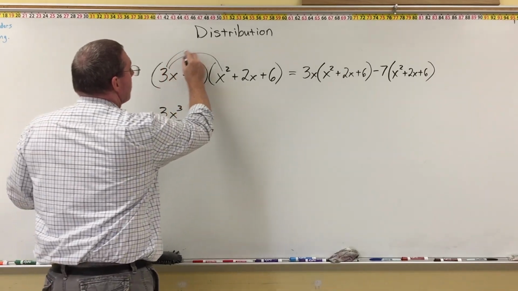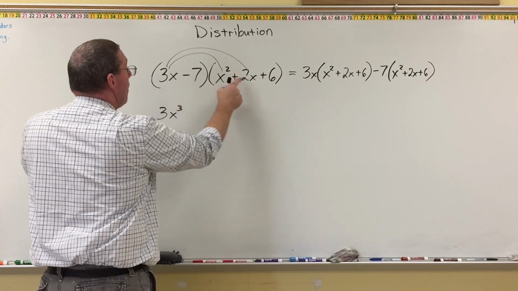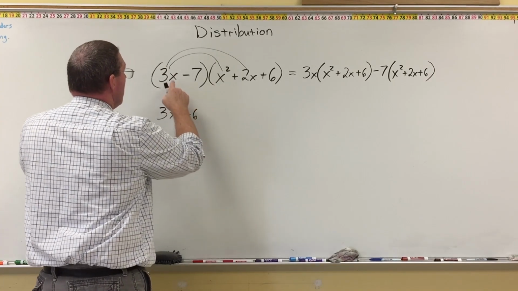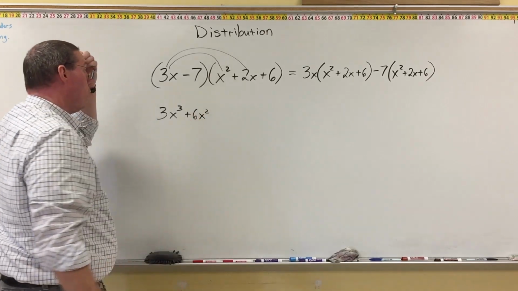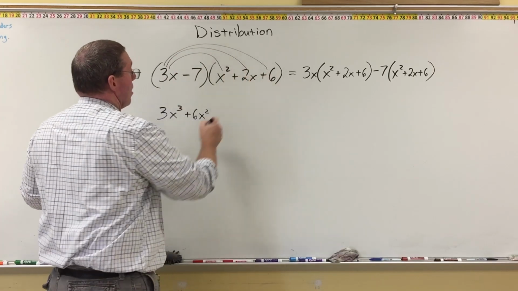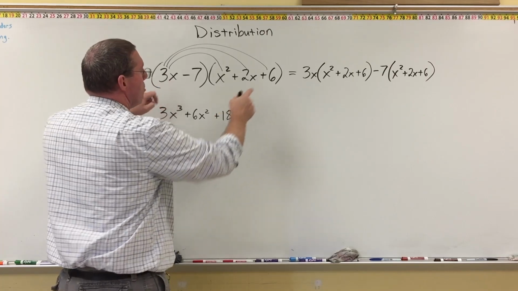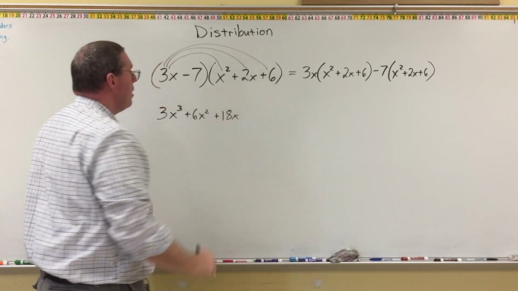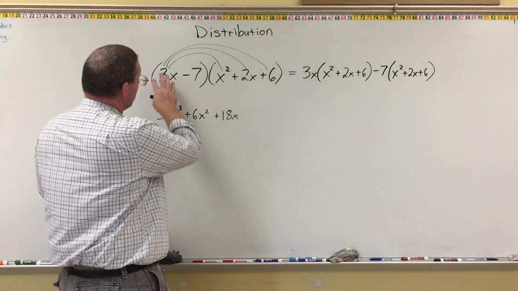Then we're going to do 3x times 2x, and 3 times 2 is 6. They're both positive, so it's plus 6. 1x here being multiplied, so that's x squared. Then we're going to do the 3x times 6. 3 times 6 is 18. This one has an x, this one does not have an x, so that's just 1x being multiplied. Okay. Now we're done with the 3x.